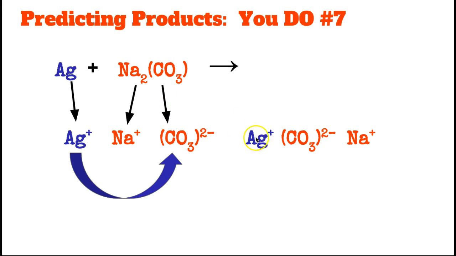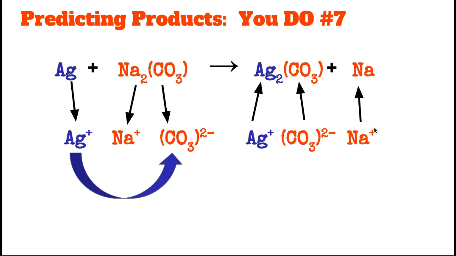The next thing we need to do is swap and drop charges to make the new formula. So the 2 is going to go with silver. The 1 is going to go with carbonate. And then Na, because it's a metal, is going to go all on its own, and we're going to drop its charge. So it's just going to be Na alone.